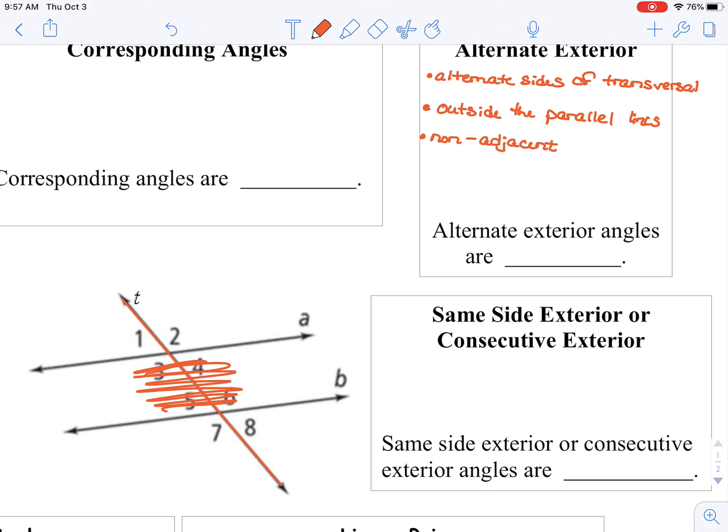So don't name me any of 3, 4, 5, 6 this time. So an example could be 1, not adjacent to it, but on the opposite side would be 8. So angle 1 and angle 8. Likewise, angle 2 and angle 7. And as was true for the alternate interior, alternate exterior angles are also congruent. They're going to have the same measure.